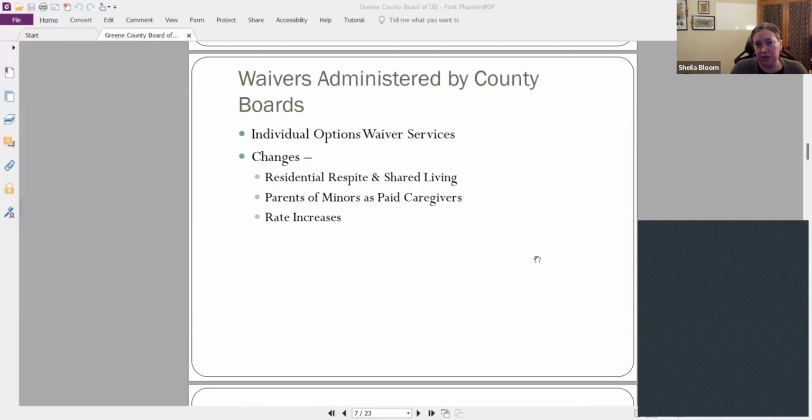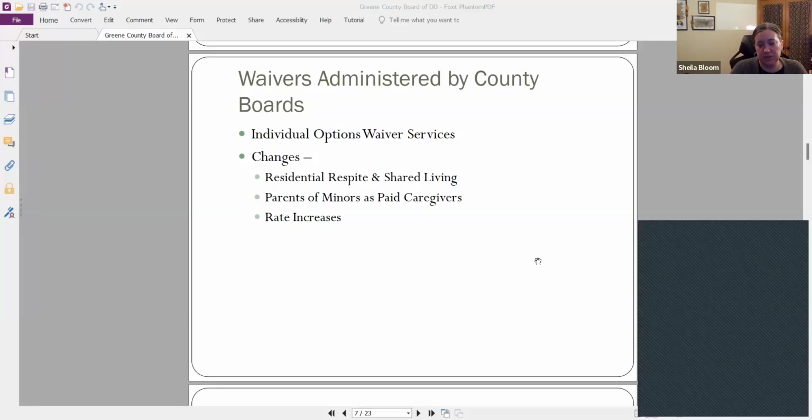living. Shared living is a service where an individual can receive services from someone that they are living with. That may or may not be a family member. It may be a provider that they live with. It may be somebody that they share a home with. And that person can become certified for shared living and kind of envelop that individual as a part of their family and their daily routine.